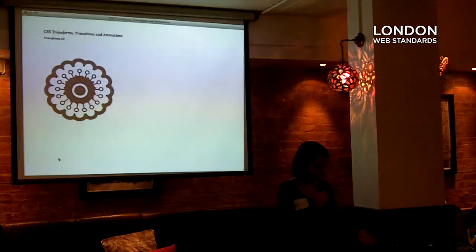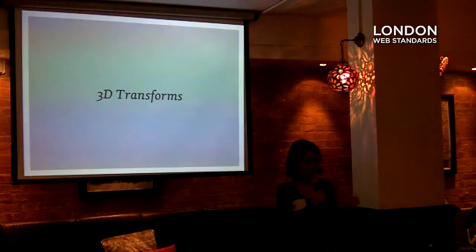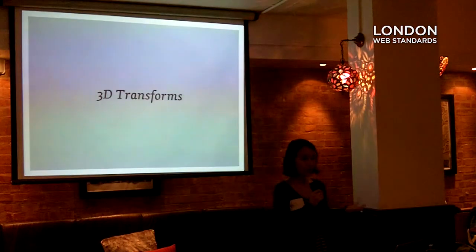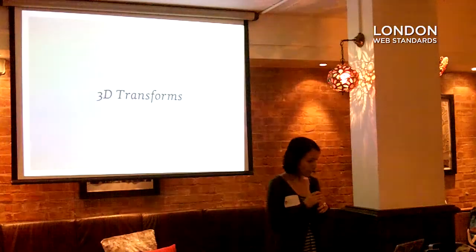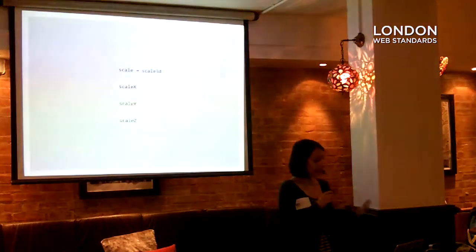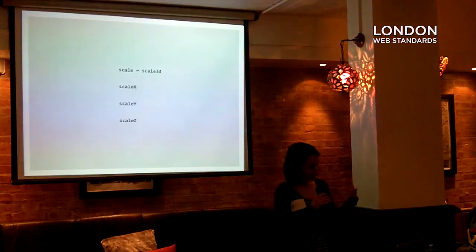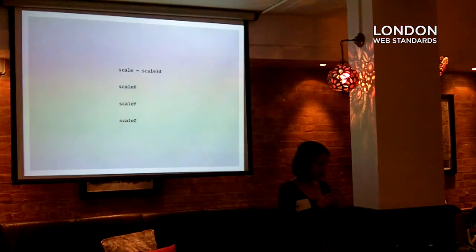Besides 2D transforms, we have 3D transforms. The difference between 2D and 3D transforms is the addition of the z-axis, which is going to add perspective. So instead of scale, we get scale3d, and we get the added scaleZ, and the same goes for the other functions.